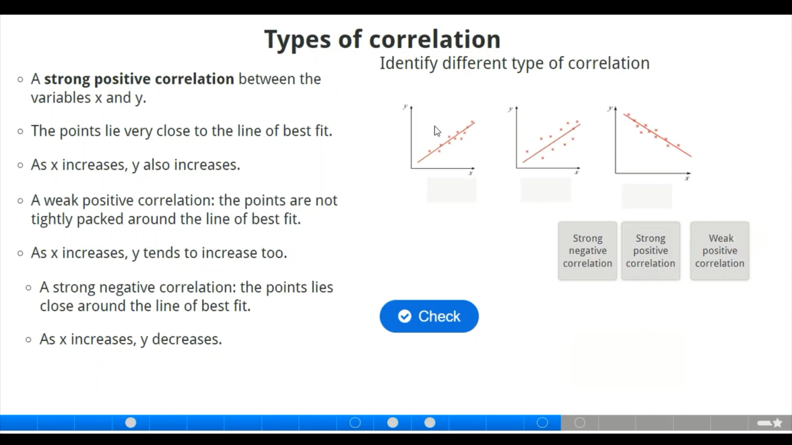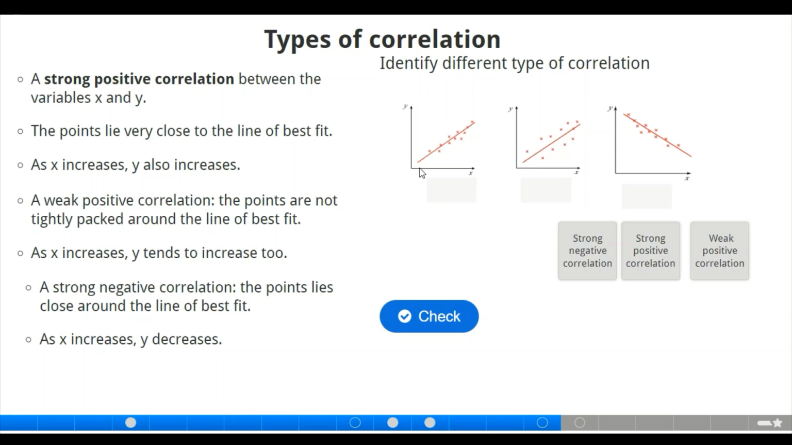Okay, so we want to look at types of correlation. A strong positive correlation between the two variables x and y: the points are very close to the line of best fit. So for a strong positive correlation, as the value on the x-axis increases, y also increases. For a weak positive correlation, the points are not tightly packed around the line of best fit. We are going to be using this information to perform these activities. As x increases, y tends to increase, but the points are not well packed around the line of best fit.